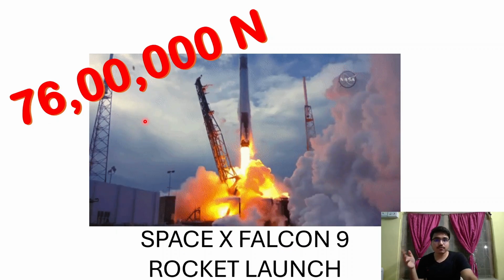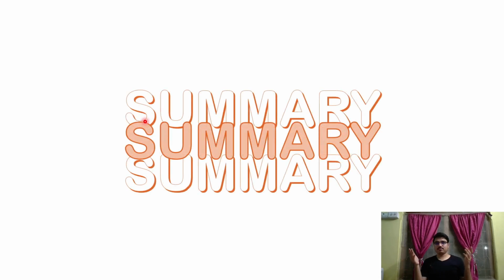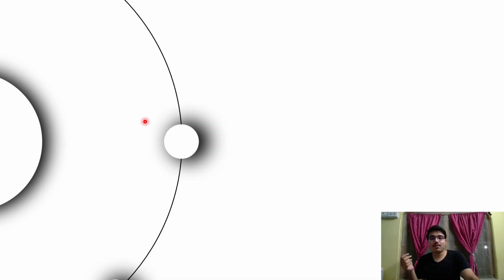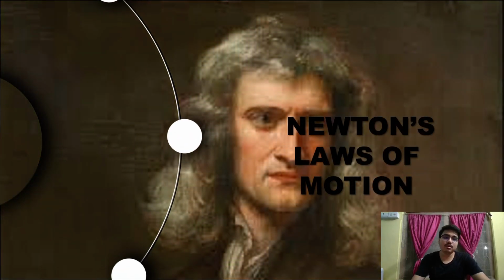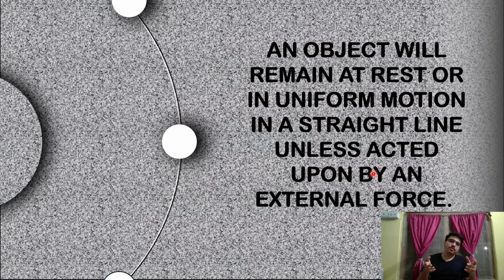Now, I believe for one episode, we have understood enough about force. To summarize it, we started with the definition of force, which is a push or pull on an object. However, that definition sounded like we are pushing or pulling a door. For a better understanding, we needed to learn about Newton's laws of motion. We have 3 laws. The first law: an object remains at rest or in a uniform state of motion in a straight line until and unless it is acted upon by an external force.